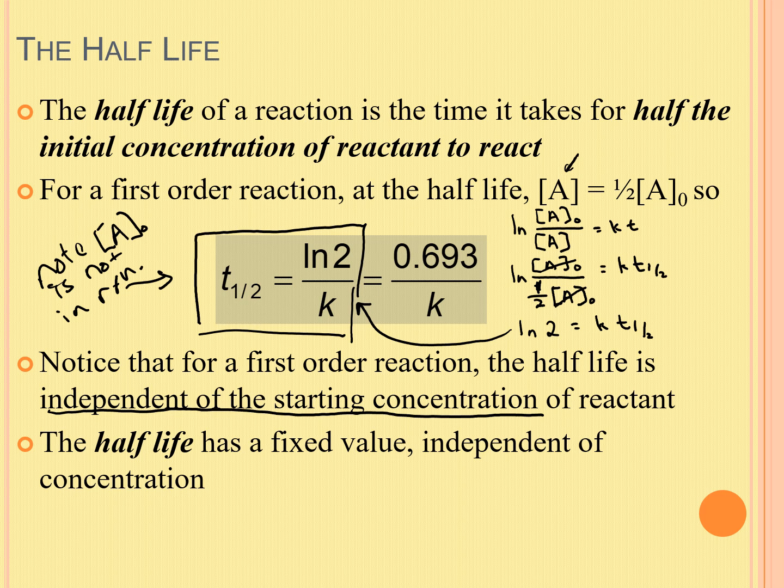Meaning that if I gave you 100 N2O5s, and we found that the half-life, when you ended up with 50 of them, was 1 minute. Okay, if I had 10 N2O5s, and I wanted to find out how long it would take for me to have half as many, 5 of them, it would take the same 1 minute. The half-life is independent of concentration for a first-order reaction.